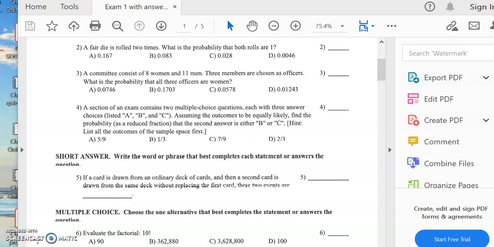This is exam number 1. This is problem number 3.